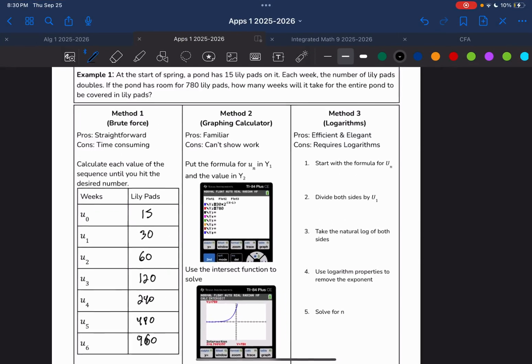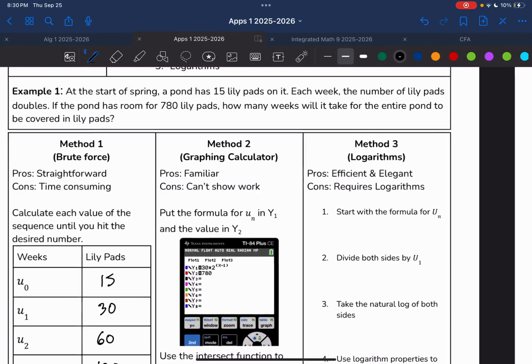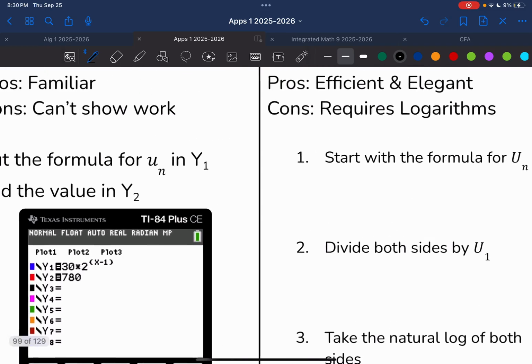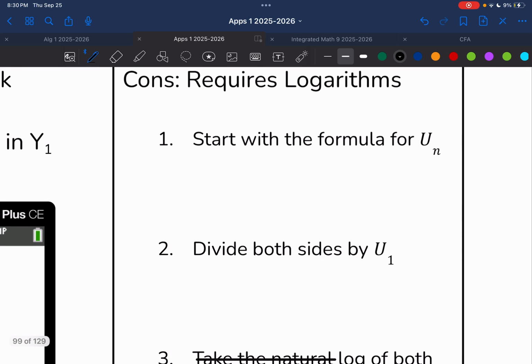So there's another way that you can do that. The final method is with logarithms. So this is the most direct method. The way that we're going to start is with our formula. So we just saw that un is equal to 30 times 2 to the n minus 1, or in this case 780 is equal to 30 times 2 to the n minus 1.